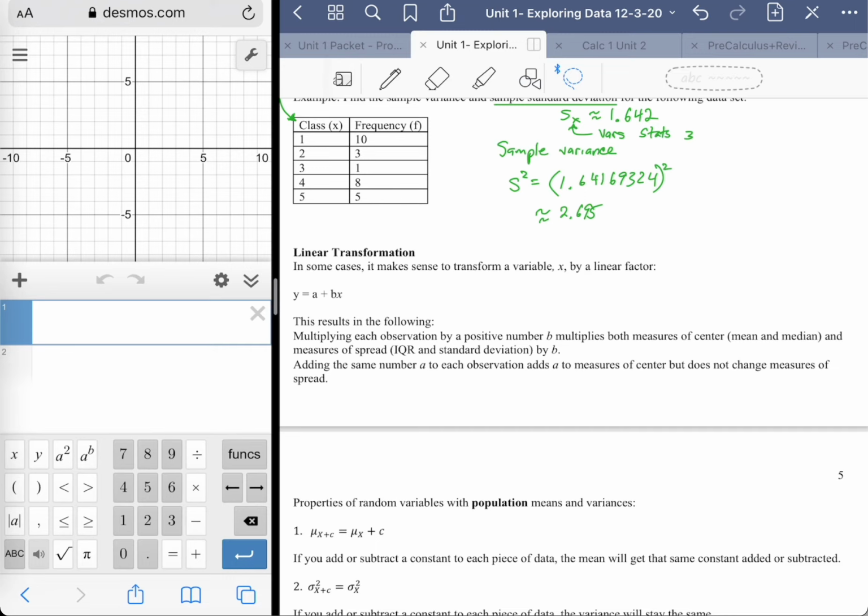In some cases, it makes sense to transform a variable x by a linear factor. So we're going to learn what happens when you manipulate data using a linear relationship. And there's value in that because, for example, if I know the mean and standard deviation for a set of temperatures in Fahrenheit, how would that translate to the mean and standard deviation for the temperatures in Celsius? Because it's a linear transformation to get from one set of units to the other.